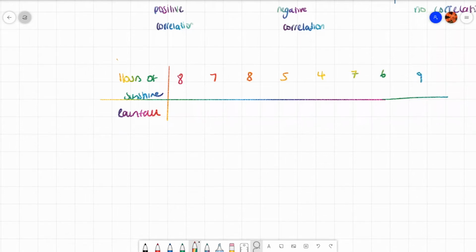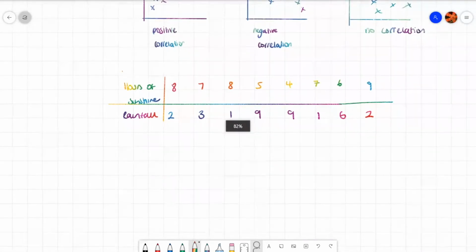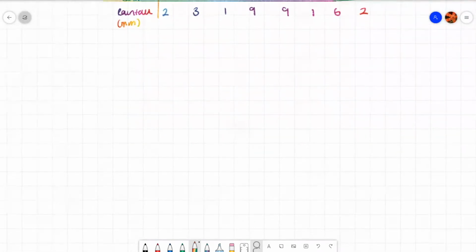We're going to say we've got 2, 3, 1, 9, 9, 1, 6, and 2. Okay, and that's in millimeters. How much rainfall did we have? So let's plot this on our graph then.